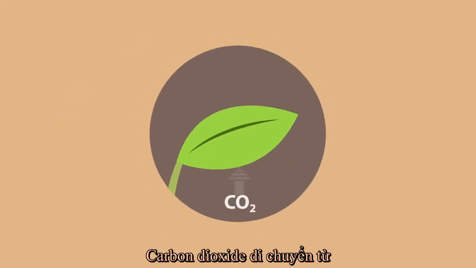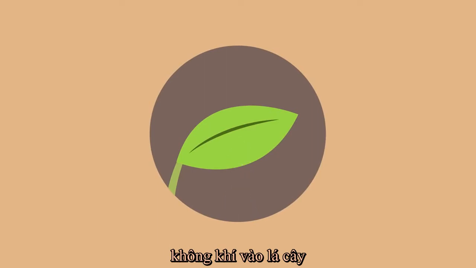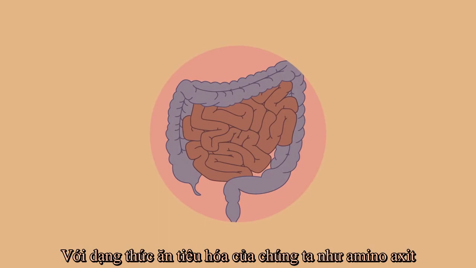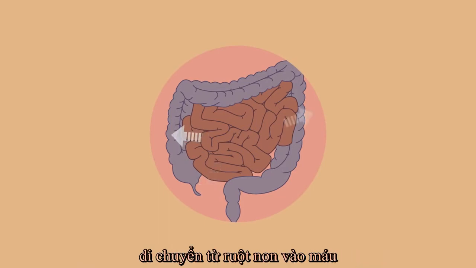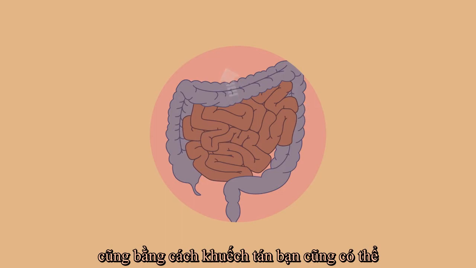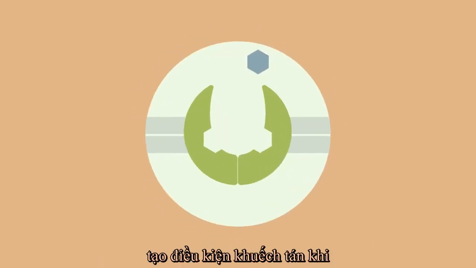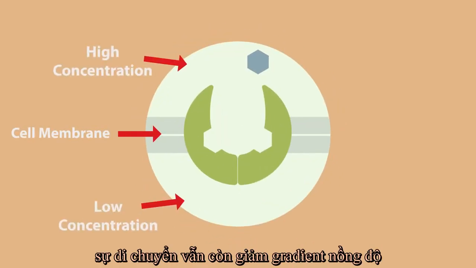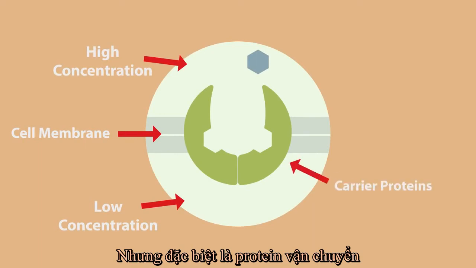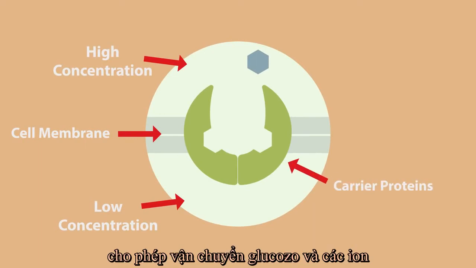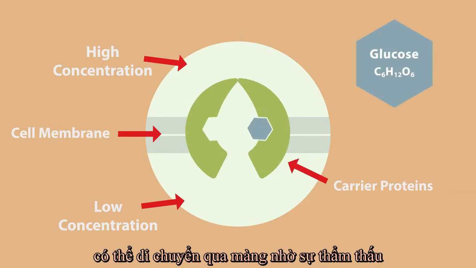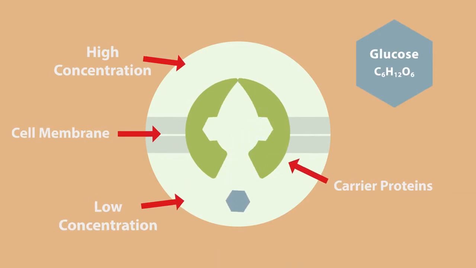Carbon dioxide moving from the air into the leaves of plants also moves by diffusion, but it doesn't have to be a gas. How digested foods like amino acids move from the small intestine into the blood also moves by diffusion. You can also have facilitated diffusion, where the movement is still down the concentration gradient, but special carrier proteins are required to enable the movement. Glucose and ions need carrier proteins to move across the membrane.